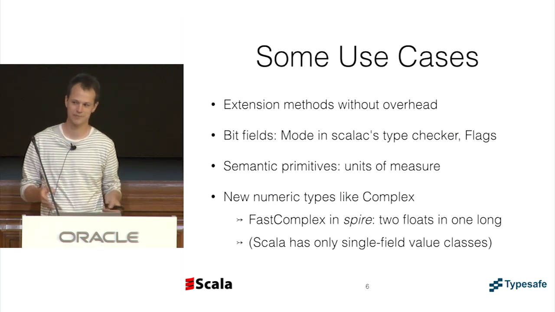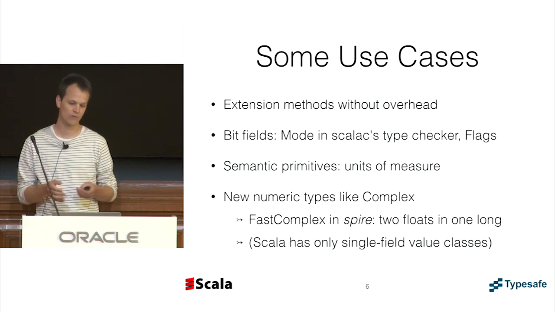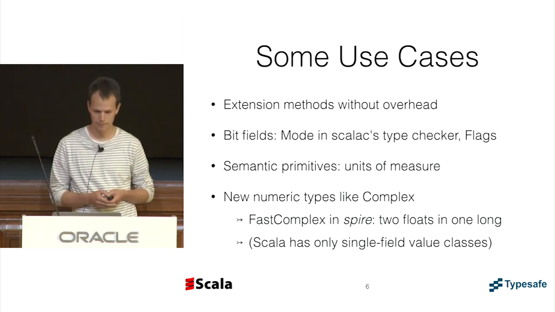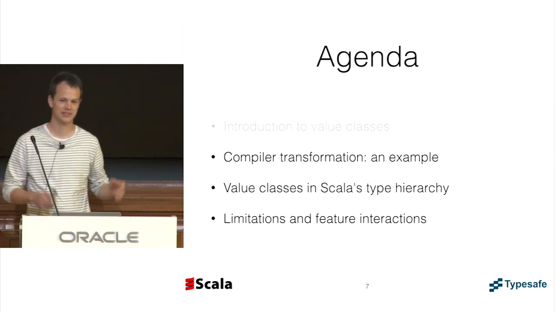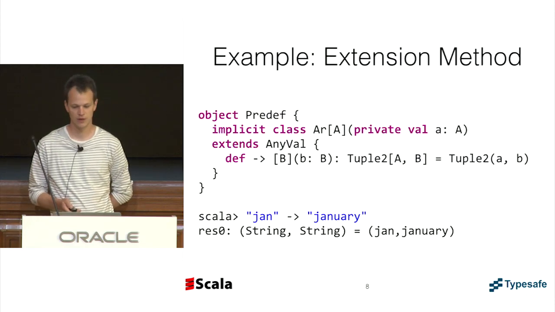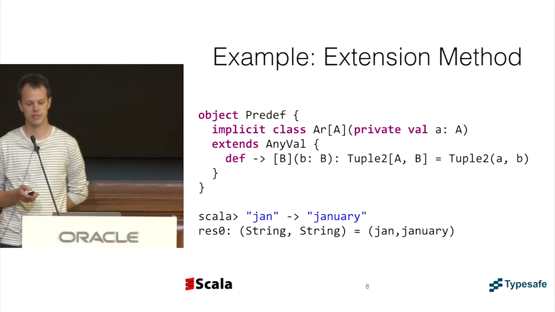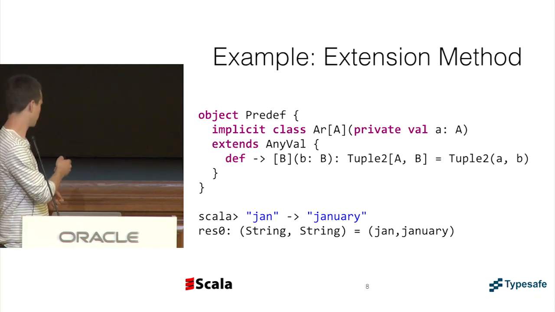So that's the current main limitation we have in Scala. A value class can only have one field. All right, so that was the introduction. Now we are going to look at this example that I promised. The example is extension methods. Maybe let's first look at the line at the very bottom.